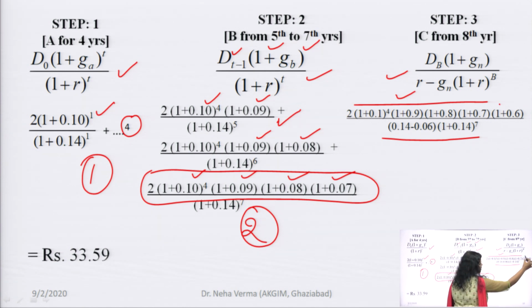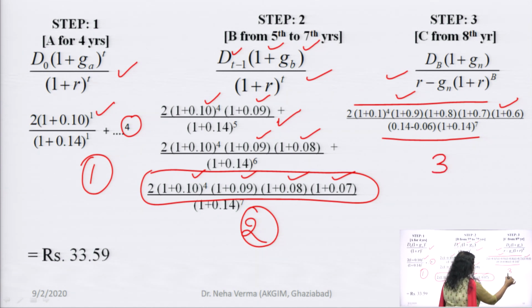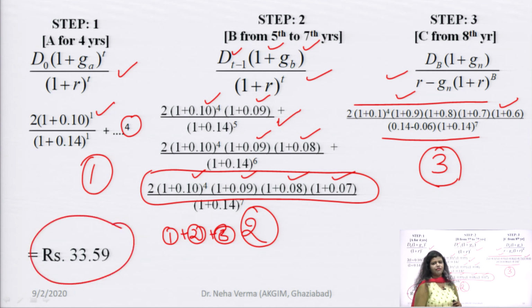So for the 8th year there is a linear decline again, so the growth rate will be 0.06. So with this value we can obtain the dividends of the 8th year and then we will divide it with the denominator over here. The values are already given in the question and you can calculate step 3. Now as the model suggests, by adding 1 with 2 with 3, you can actually obtain the value of the entire model and the value will be rupees 33.59.